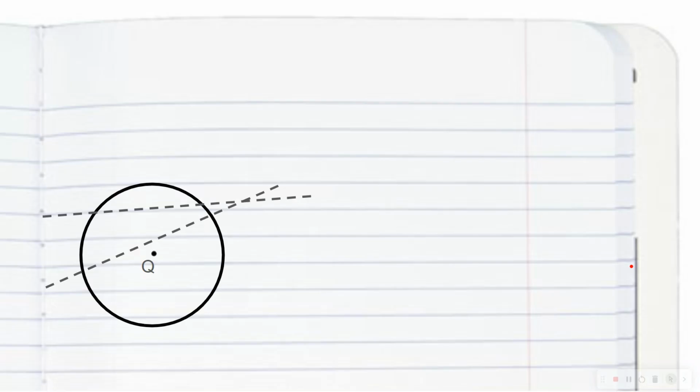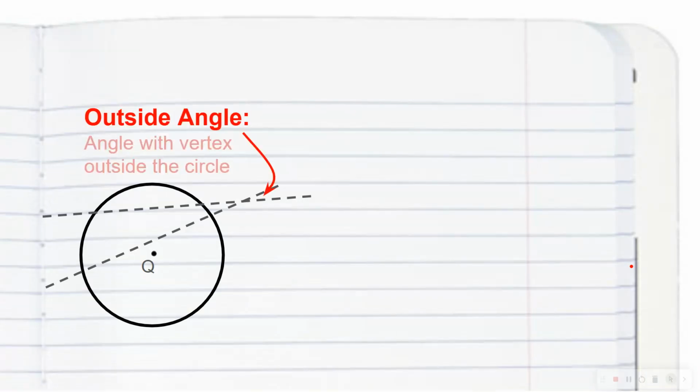Okay, let's do 2 last examples, 2 last types. So in our notes, draw yourself a picture of a circle Q, but this time my 2 little lines are going to intersect on the outside of the circle. So I'm just going to call this an outside angle. It's where the pointy part, the vertex of the angle, is on the outside.